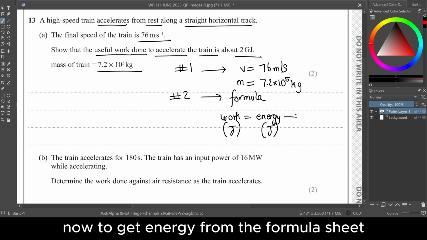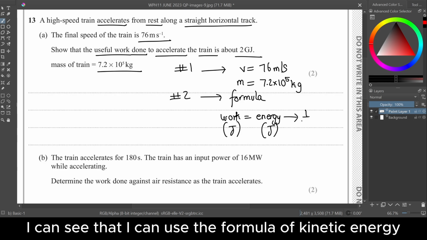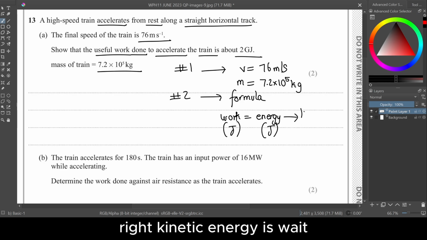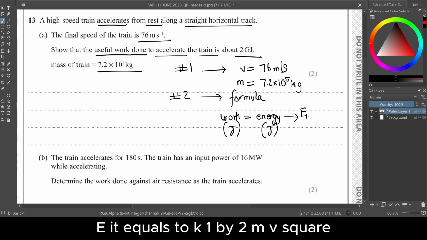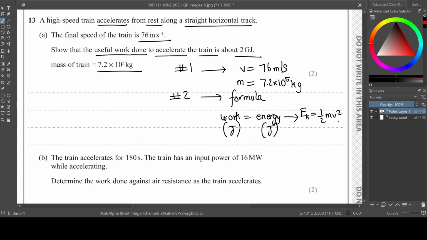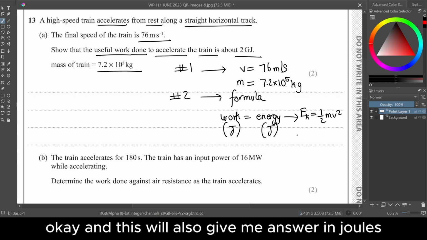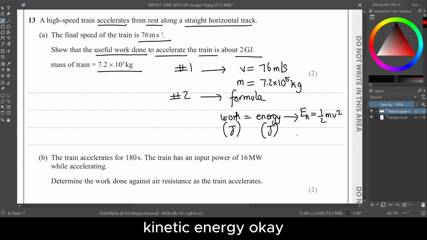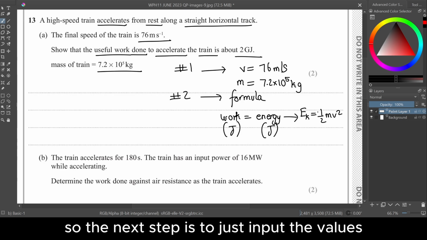Now to get energy from the formula sheet, I can see that I can use the formula of kinetic energy. Kinetic energy Ek is equal to 1/2 mv squared. And this will also give me the answer in joules. So the next step is to just input the values.